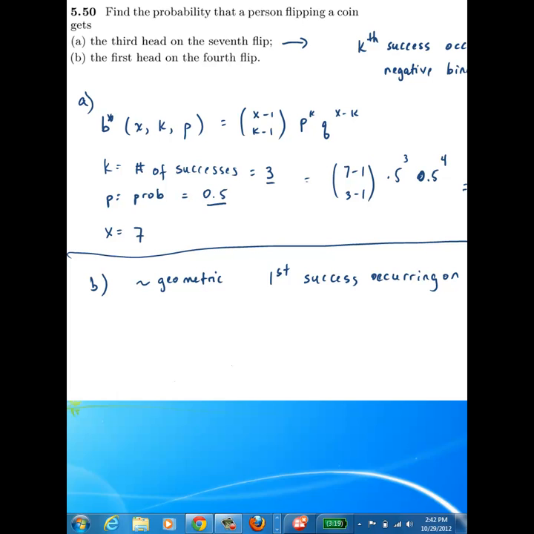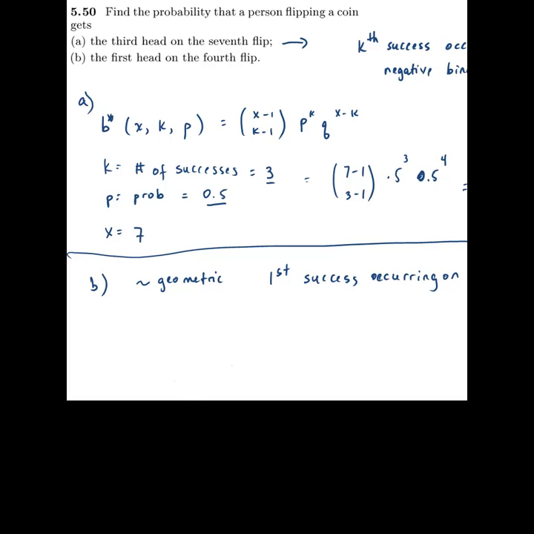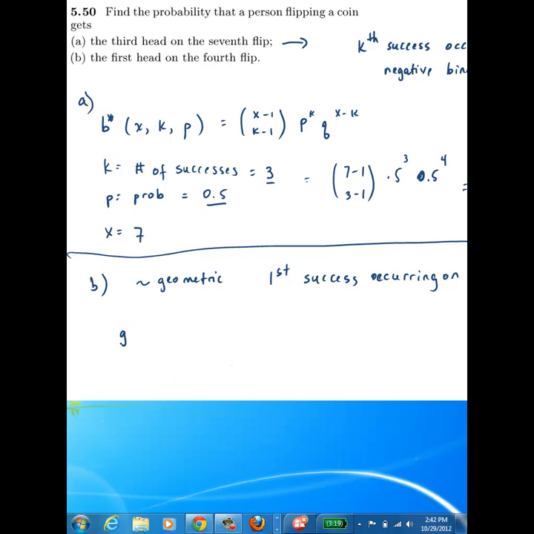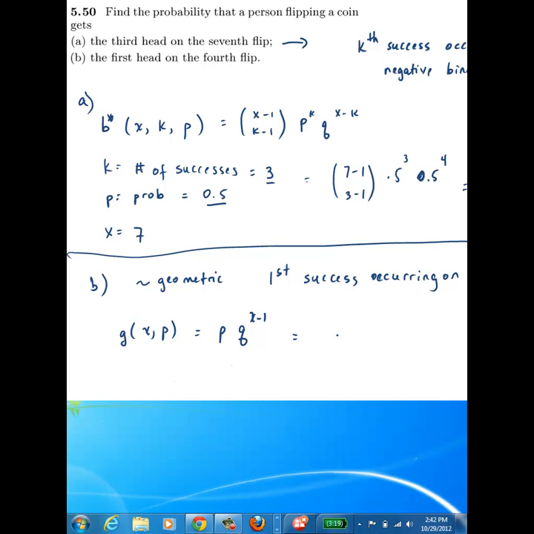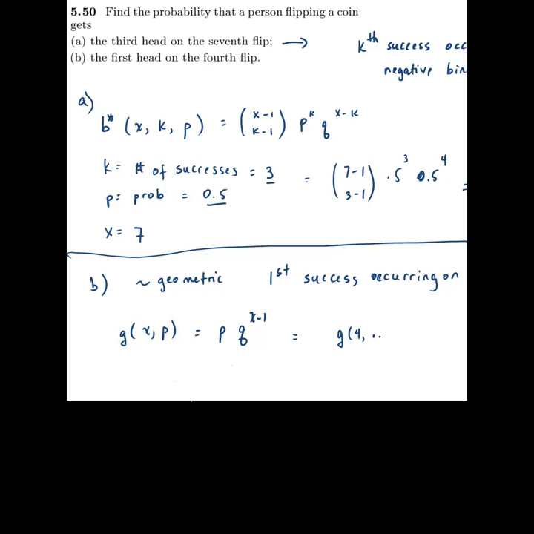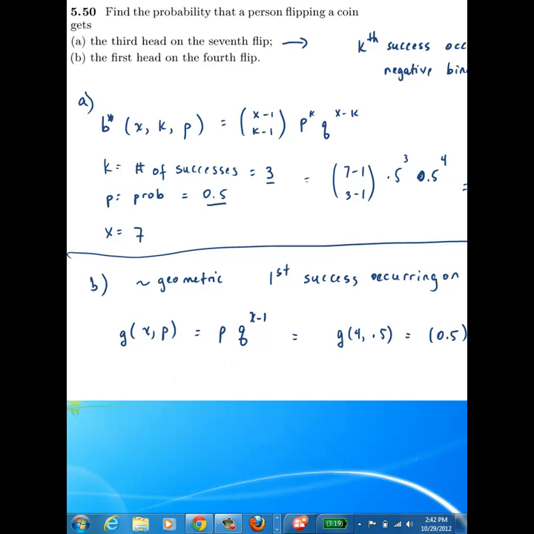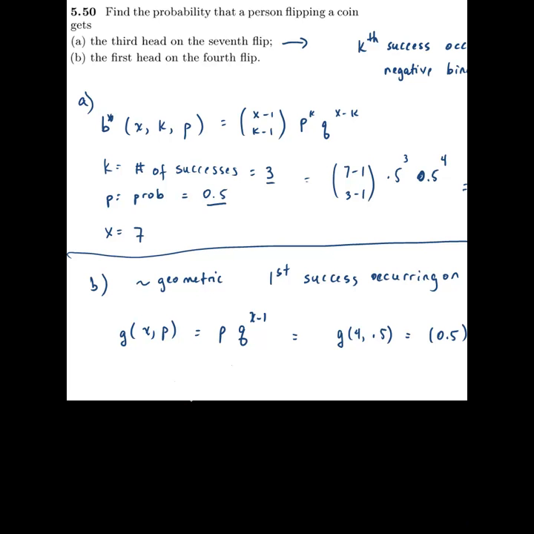So for part B, the first head on the 4th flip, for the geometric you have g of x and p, and the function is p q to the x minus 1. In this case, x equals 4, so g of 4, and the probability is 0.5, so it's 0.5 times 1 minus 0.5 to the power of 3, so this is 1 over 16.